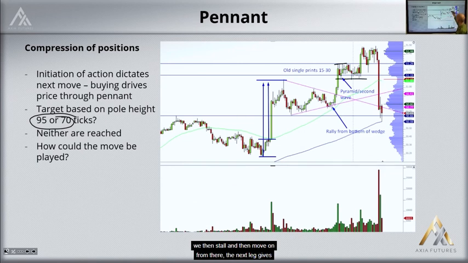We then stall and then move on from there. The next leg gives you another 20 ticks, which still doesn't quite reach your target. And this is then a move that's derived less from this pennant and more from the structure that lay above you. So it's understanding what the implication of this is. That realistically, you may well have a decent target, but in reality, this is a pennant that doesn't offer you a gigantic move because of the wider structure and what that leads you into.